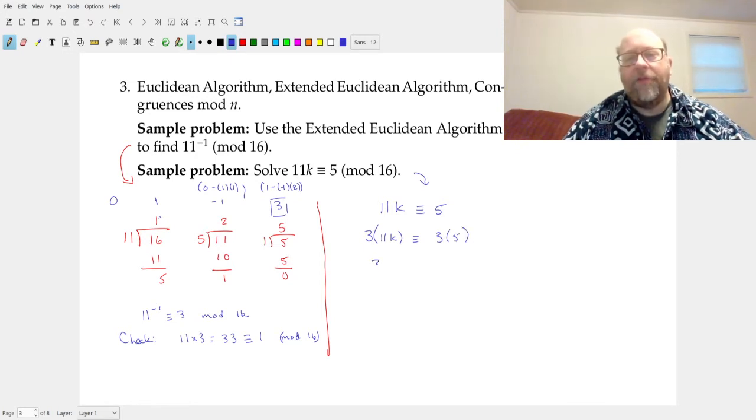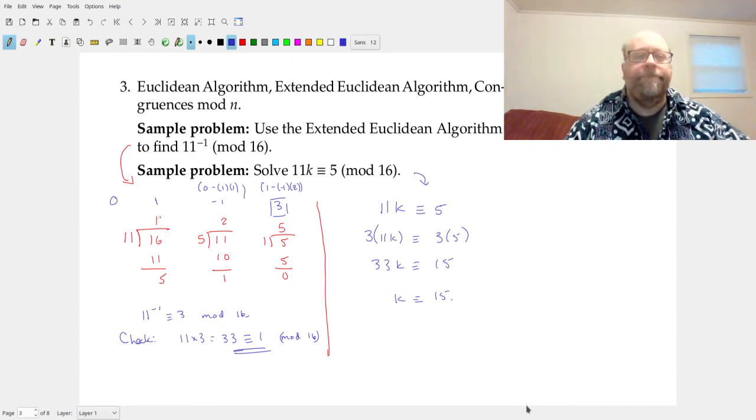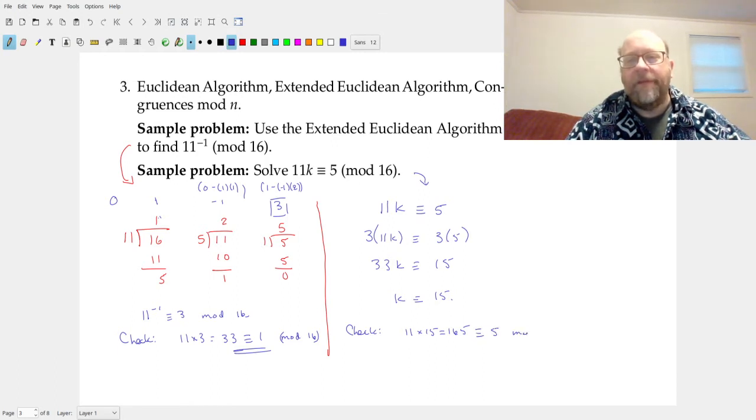On the left side, we get 33k. On the right side, we get 15. But 33 is congruent to 1. We saw that up here. And so we just get k is congruent to 15. All right? And we can check this also. 11 times 15 is 165. And that is congruent to 5 mod 16, because this is 160 plus 5, and this is an exact multiple of 16.